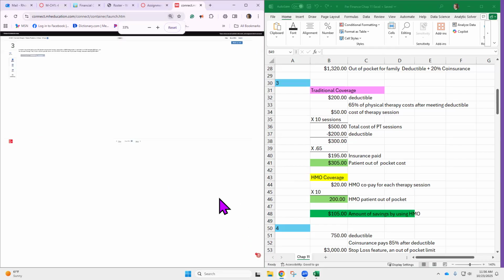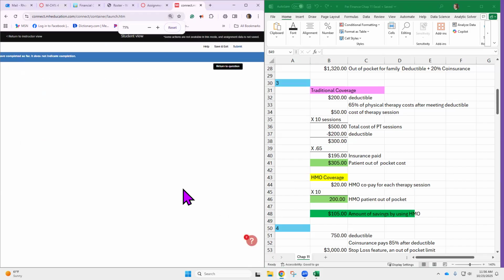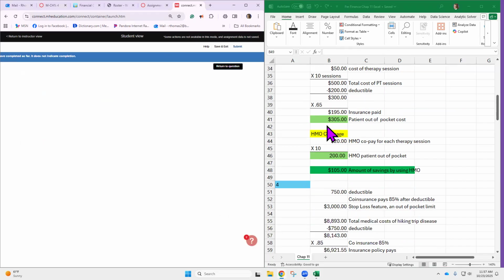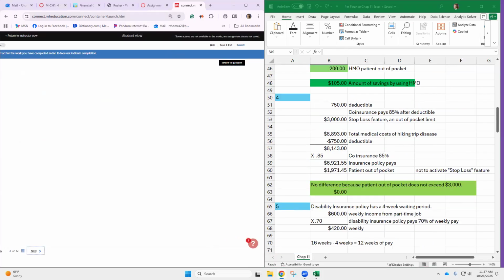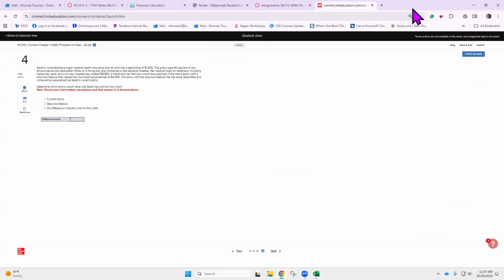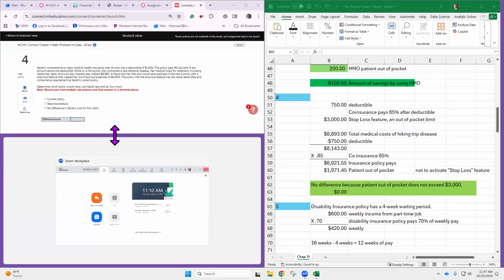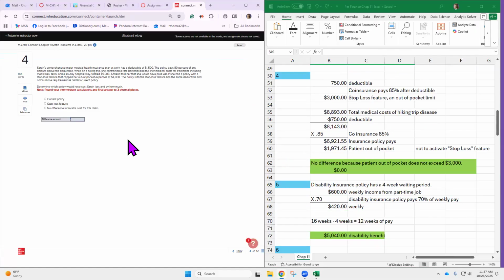Okay, so I think we're saving $105. Are we right? Yes. So once again, this is the traditional coverage and running those numbers through it. This is the HMO coverage. Okay, let's go to number 4.